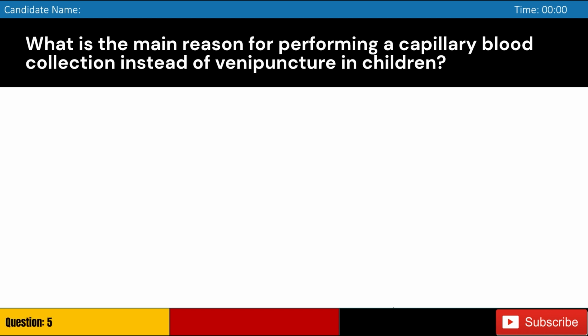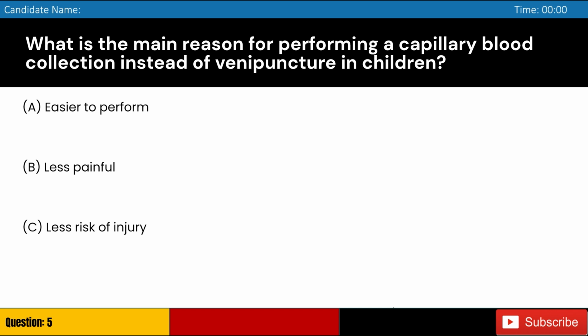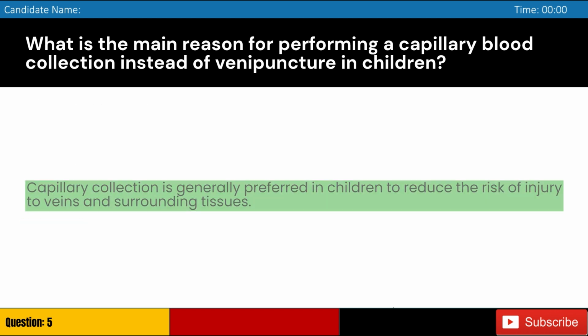What is the main reason for performing a capillary blood collection instead of venipuncture in children? A. Easier to perform. B. Less painful. C. Less risk of injury. D. More accurate results. Answer: C. Capillary collection is generally preferred in children to reduce the risk of injury to veins and surrounding tissues.